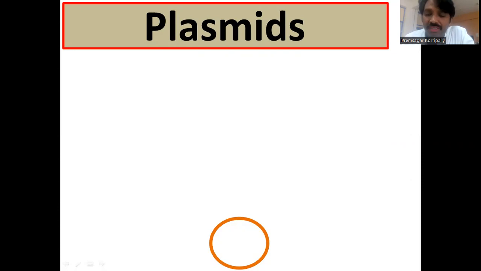Today we will discuss plasmids. What are plasmids? Plasmids are covalently closed circular extra chromosomal double-stranded DNA molecules. I'm repeating again: covalently closed circular extra chromosomal double-stranded DNA molecules are called plasmids.